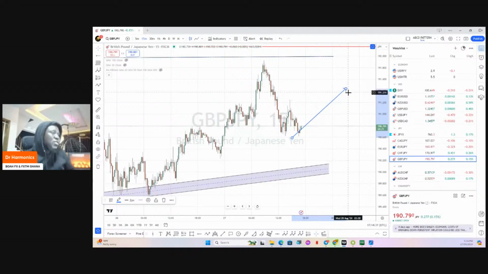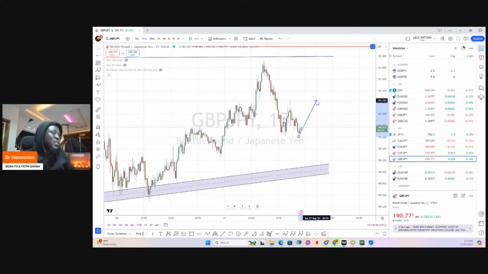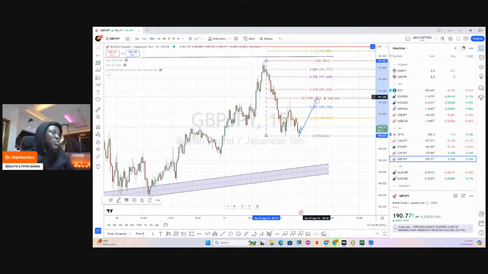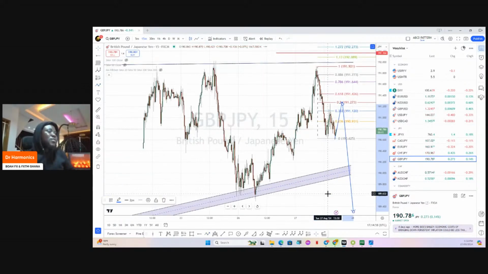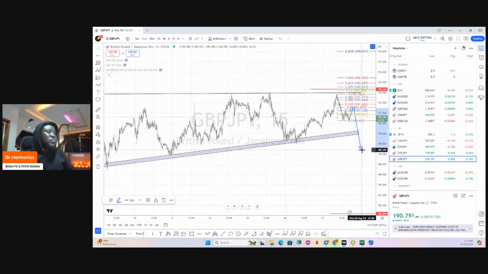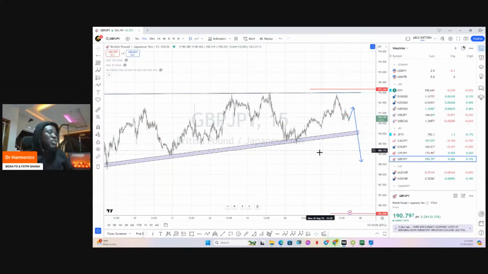Now I will be looking for something like this, a correction around here. Once I get the correction and it breaks, maybe around 61.8 or 50 fib, around here or here, once I get something like this, I would also sell this one to the downside. So pound JPY will still be on my radar.